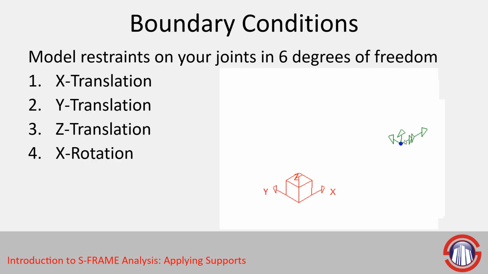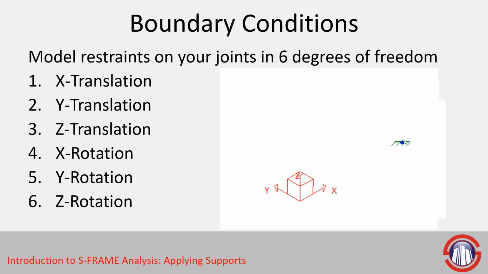And then if we add rotation, starting with X rotation, it's a double green arrowhead. And that will be in addition to the X translation, which we still have. Y rotation, and then if we do all 6 degrees of freedom, we have this fixed symbol. This joint here won't be able to move or rotate about any degree of freedom.